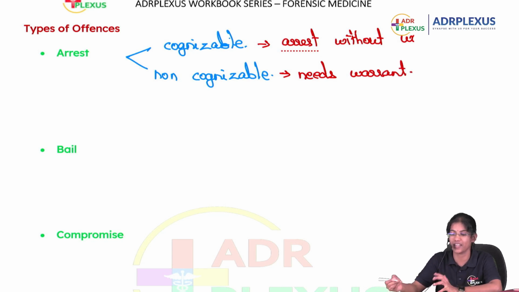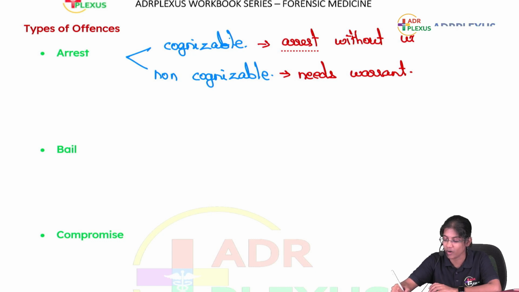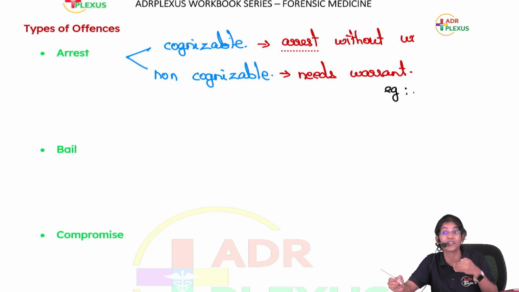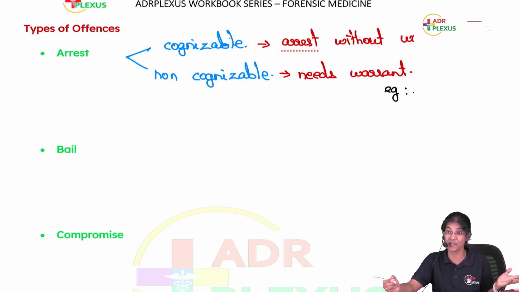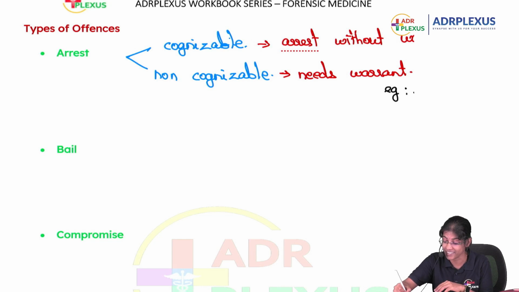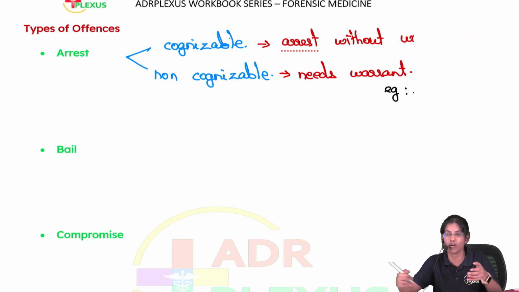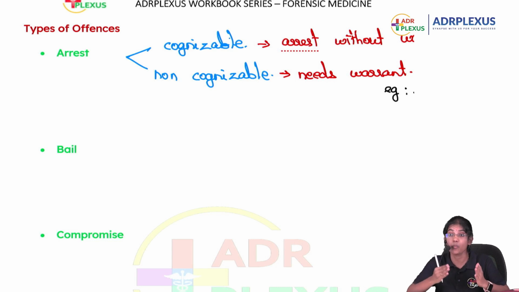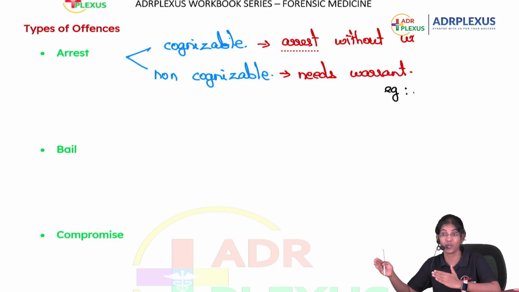Now, we can always give an example. Cognizable, for example, would be something like a rape or a murder, whereas non-cognizable can be a simple hurt. Two people had a fight and they just slapped each other. It's a simple hurt. For non-cognizable offenses like simple hurt, the police cannot go there and immediately arrest. They need a proper warrant to go ahead.